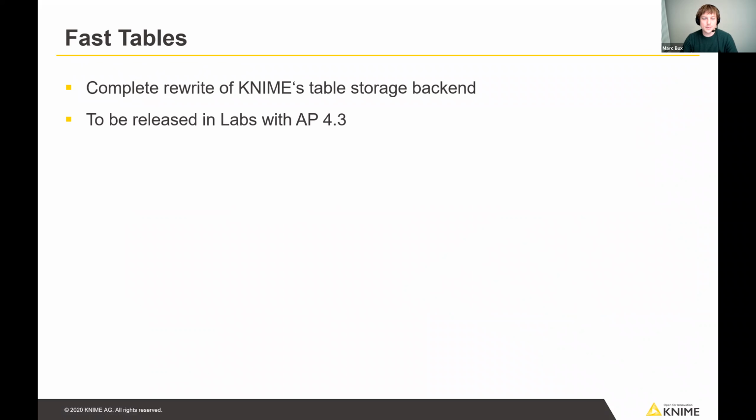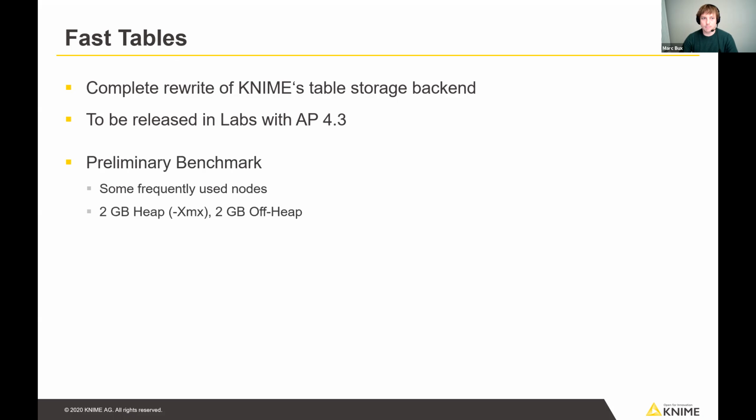The subtitle of this talk is Fast Tables, and we call these fast tables internally because they make things faster. Performance and making our Knime backend fast is really what triggered this mostly. And what is this new columnar table backend? It is a complete rewrite of Knime's internal table storage backend. It will be released in labs with Knime Analytics Platform 4.3. This release is planned for December 6th, so the release is just around the corner.